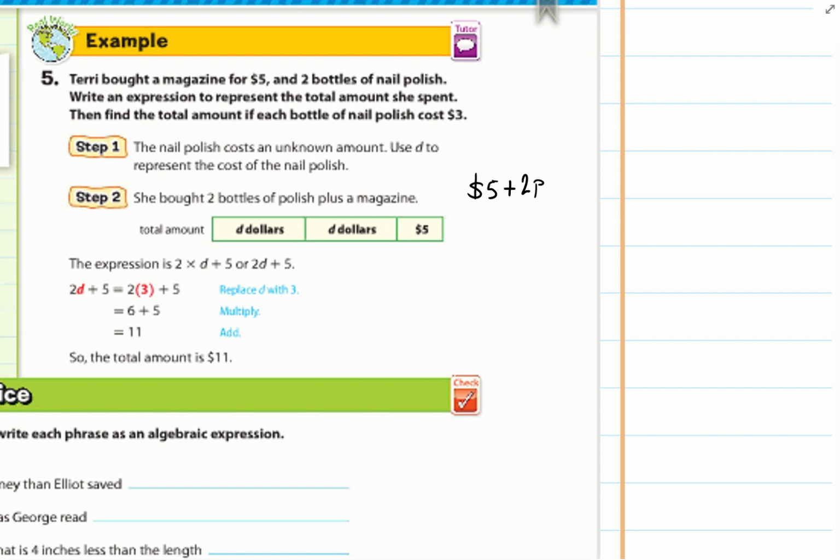So if each bottle of nail polish costs $3, we have 5 plus 2 times $3, because right here it says that means P equals $3. So we have order of operations, we have parentheses, and if a number is connected to a parenthesis, that means to multiply. So we have $5 plus $6, and that's going to equal $11.